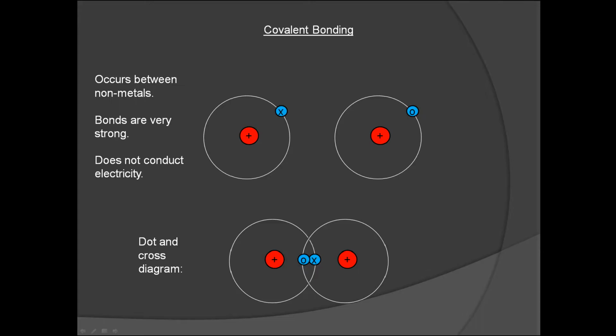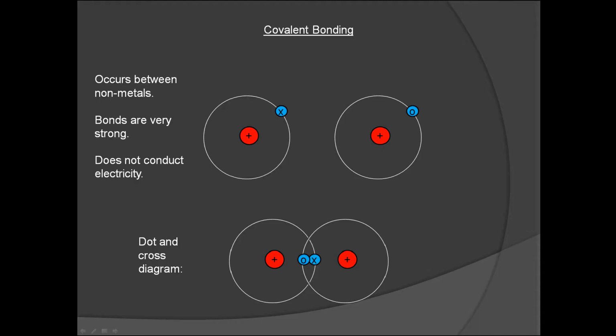Covalent bonding. Covalent bonding occurs between nonmetals. In covalent bonding, the electrons are shared between each atom to allow each one to have a full outer shell of electrons. This results in the bonds being very strong. The resulting molecule has a neutral charge as no electrons are lost or gained.